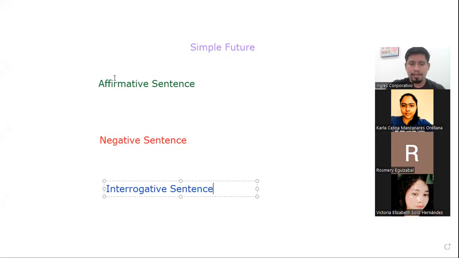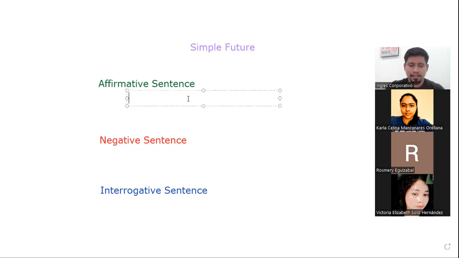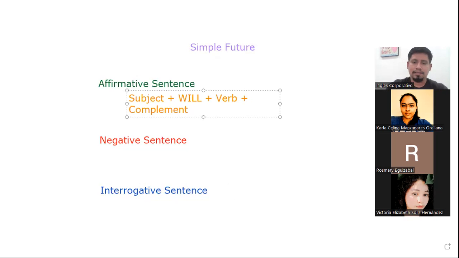Good. Then we have three different forms for simple future. In the case of the affirmative sentence, the structure is going to be as follows. We're going to use the subject, as always, because in every sentence we must include the subject, plus the auxiliary verb will, plus the base form of the verb, plus a complement. This is going to be our structure.